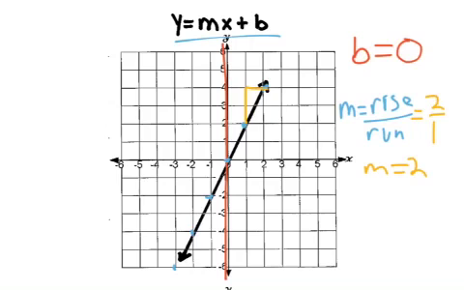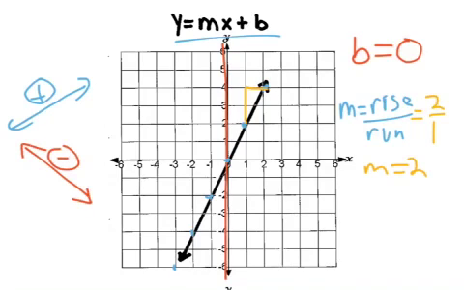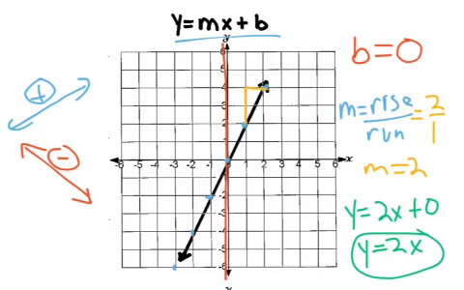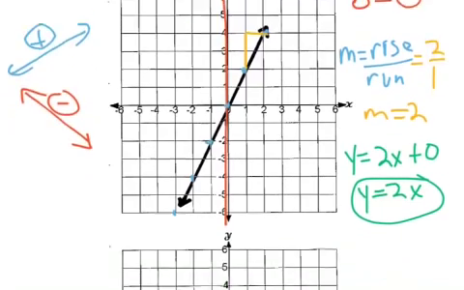Okay? Now remember, you have to look at the line and realize, is this a positive or negative slope? Well, if the line is increasing from left to right, it's positive. If the line is decreasing from left to right, the slope would be negative. So you can see here that we still ended up with a positive slope because our line is increasing from left to right. I can then go ahead and write my equation, y equals 2x plus 0, or just y equals 2x. Okay, so that's one way to do it.